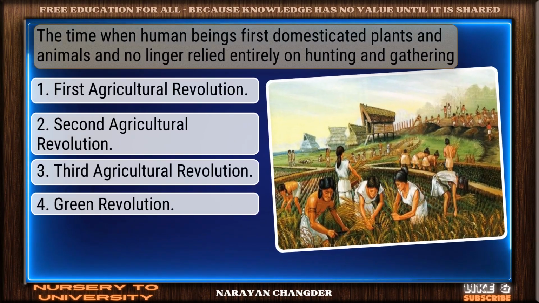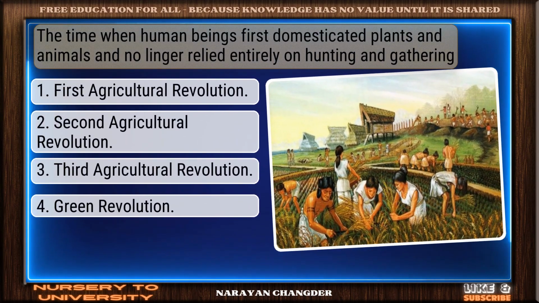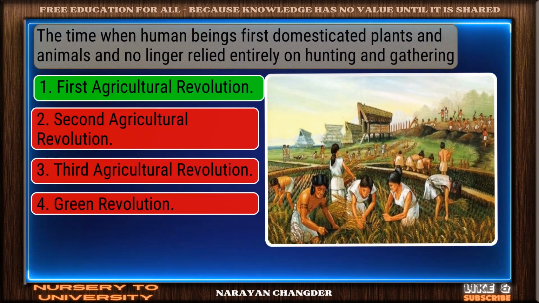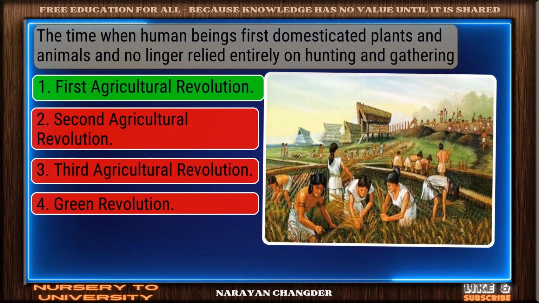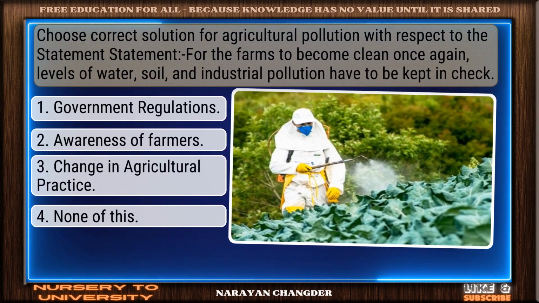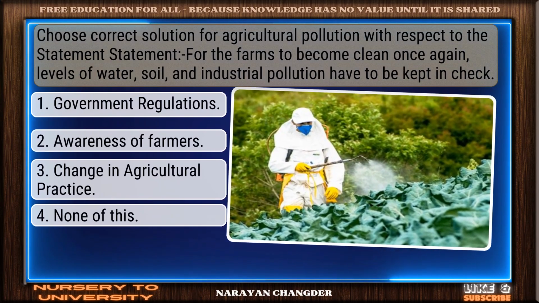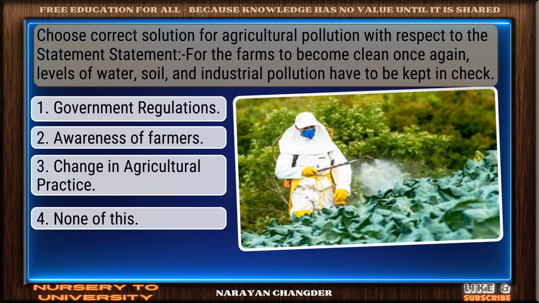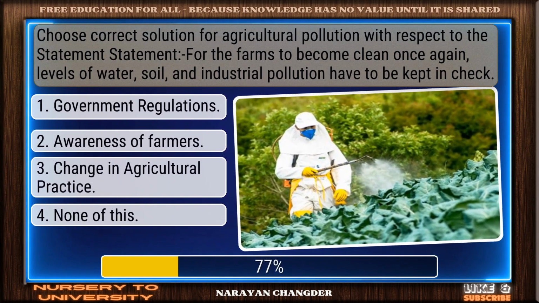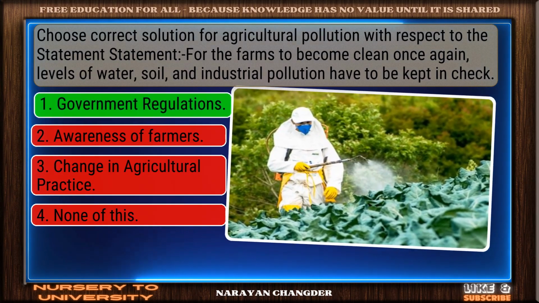The time when human beings first domesticated plants and animals, and no longer relied entirely on hunting and gathering. Bravo! First agricultural revolution is the answer. Choose correct solution for agricultural pollution with respect to the statement. For the farms to become clean once again, levels of water, soil, and industrial pollution have to be kept in check. Excellent choice. Government regulations is the right answer.